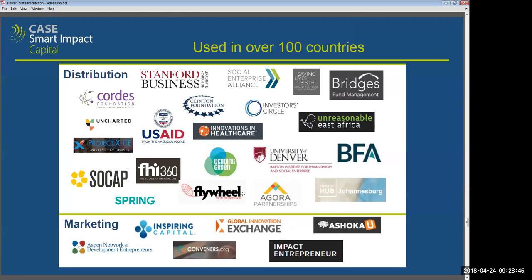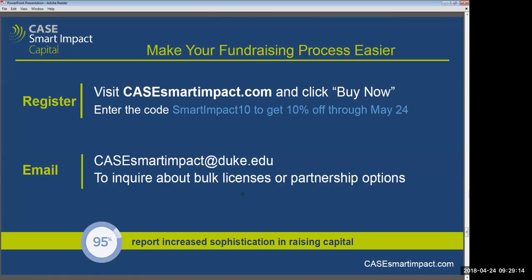The toolkit is right now being used in over 100 countries. We have partners, governments, networks, accelerators, universities, and so on, who are helping us set a standard for how entrepreneurs can more easily navigate their capital raising. That gives you a sense of the traction we've gotten with the toolkit and how we are trying to use it to reach thousands of entrepreneurs around the world.